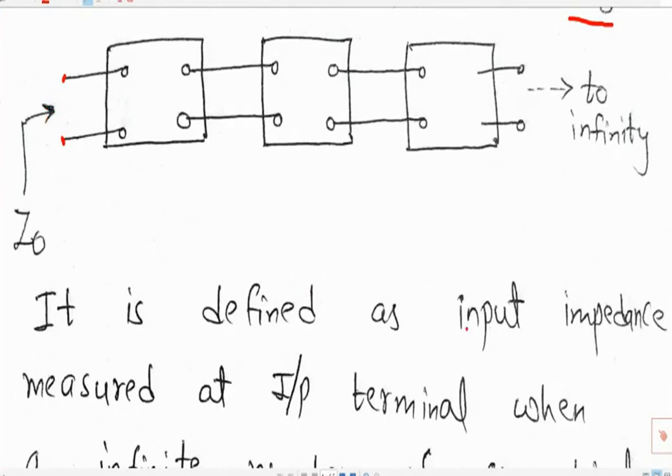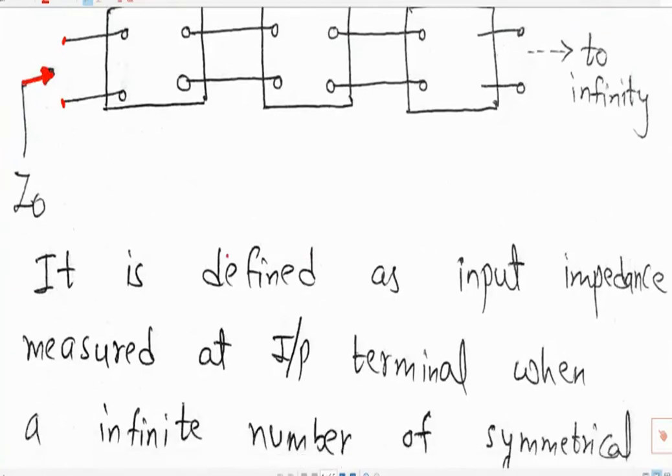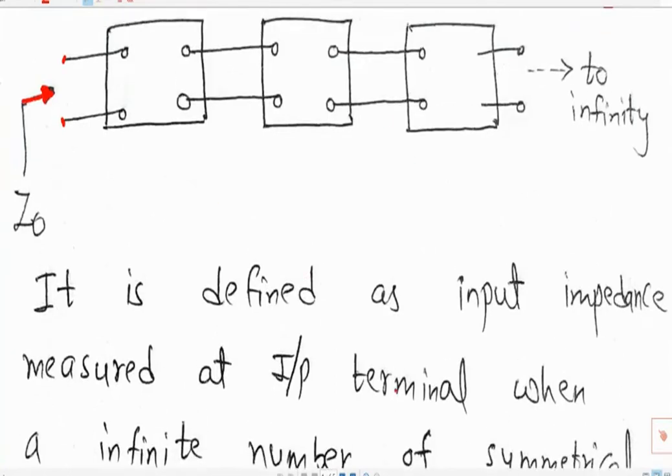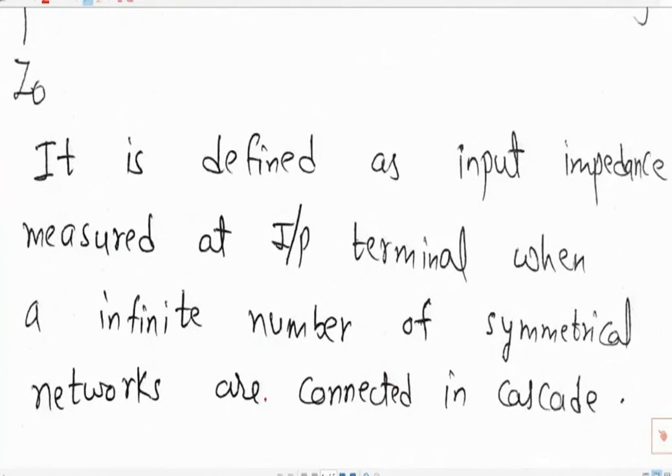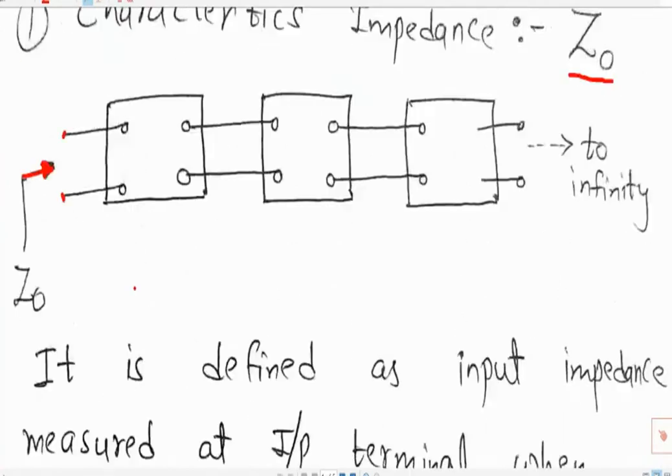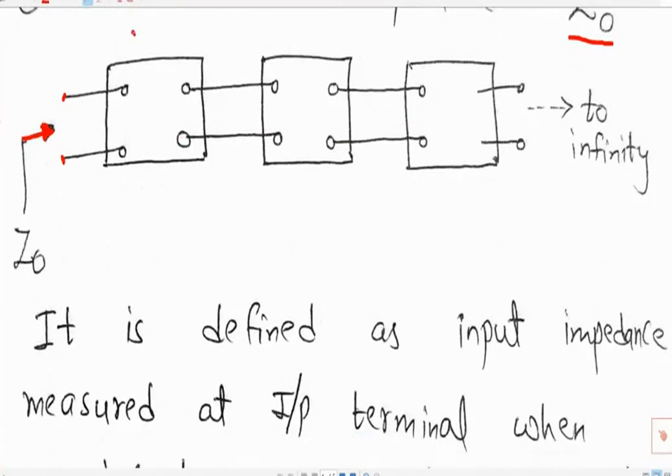The input impedance measured at the input terminal, when an infinite number of symmetrical networks are connected in cascade. So even if I remove this network and see the input impedance from here, it will be Z naught only. From here also the characteristic impedance will be Z naught. That is nothing but the input impedance.